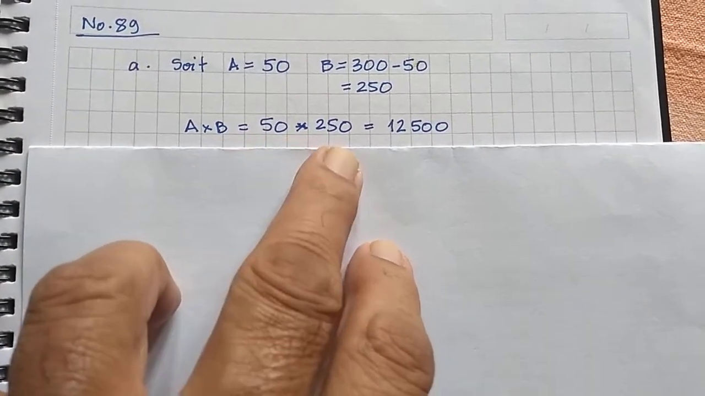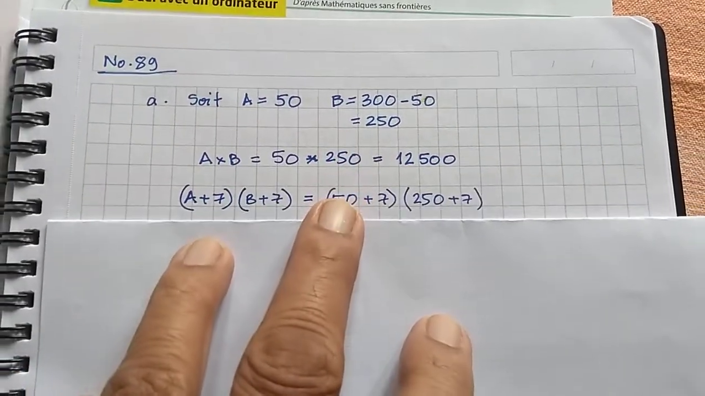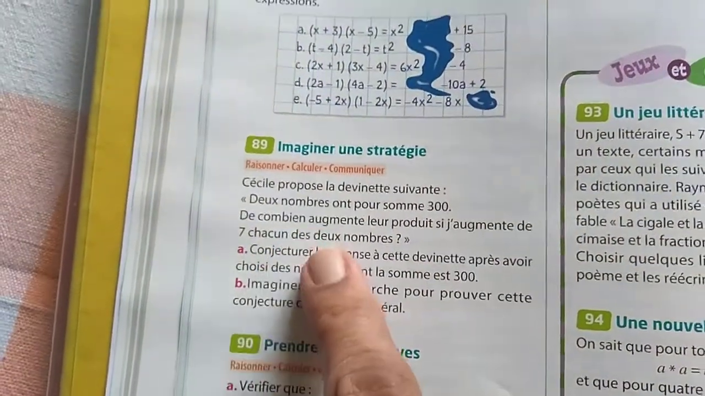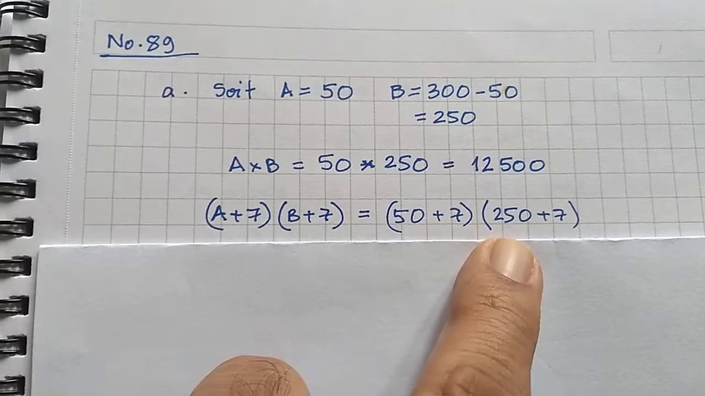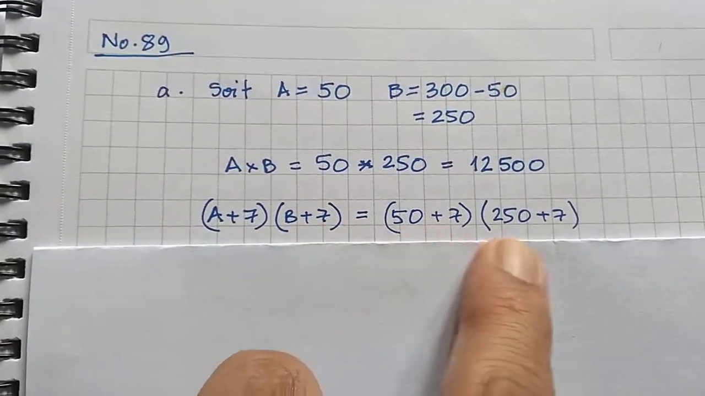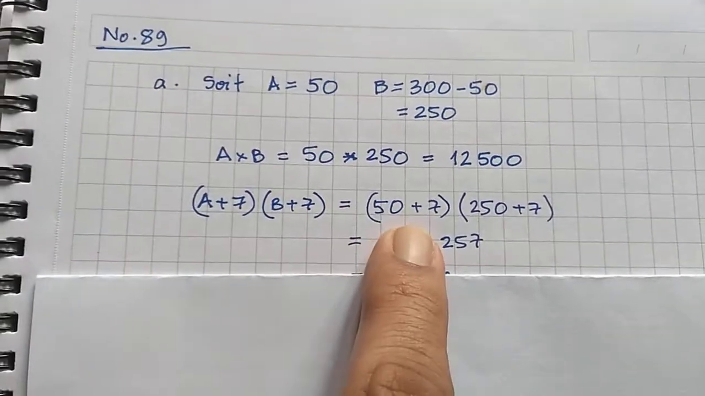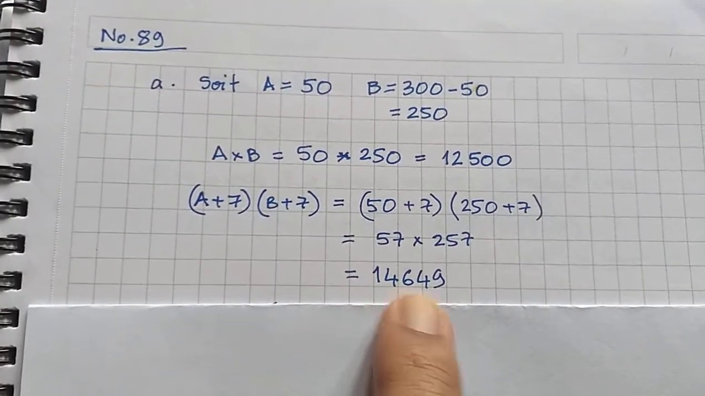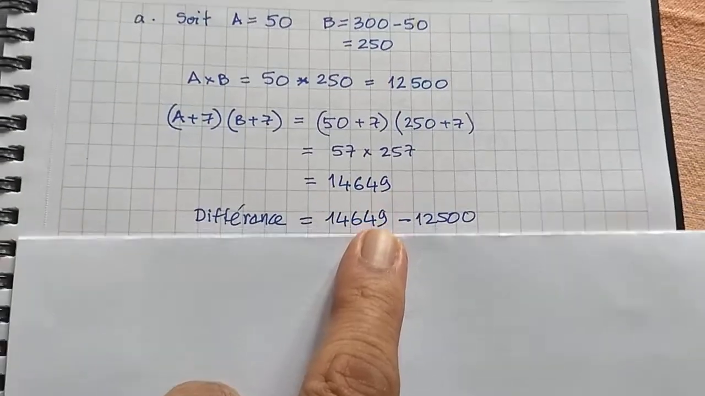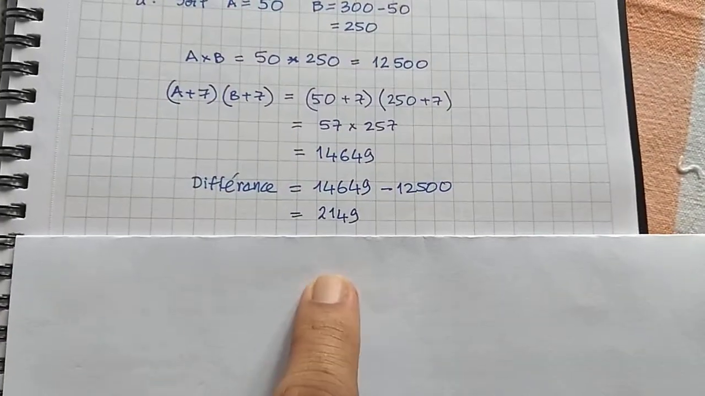So A fois B, 50 fois 250, you do that in the calculator or in your head, it's 12,500. Then you add 7 to each number. De combien augmente leur produit si j'augmente de 7 chacun des deux nombres? So it will become A plus 7 into B plus 7 is equal to 50 plus 7 into 250 plus 7. See, I've written it all out. I didn't directly write this step. I wrote first this step. So now what is this? This is 57 into 257. You multiply it. This you do on your calculator. You get 14,649. So difference is 14,649 minus 12,500. Difference is 2149.